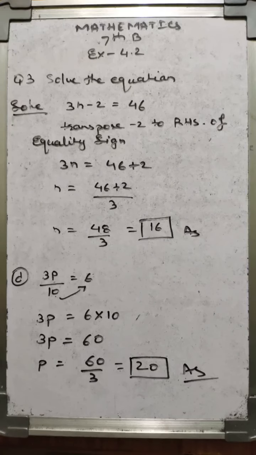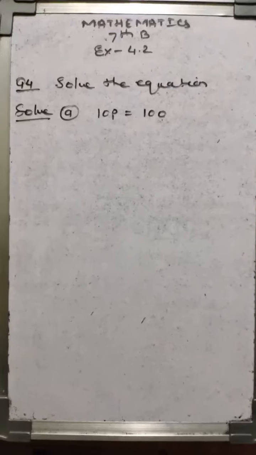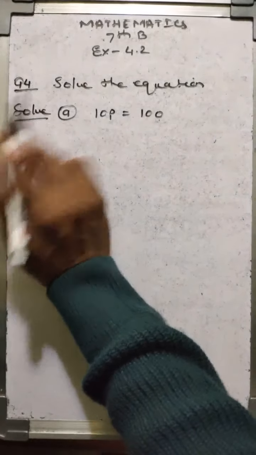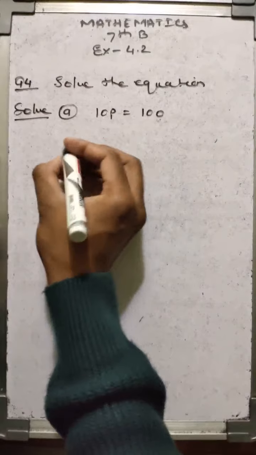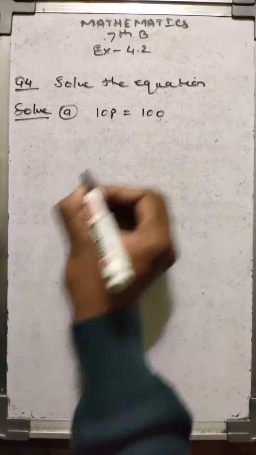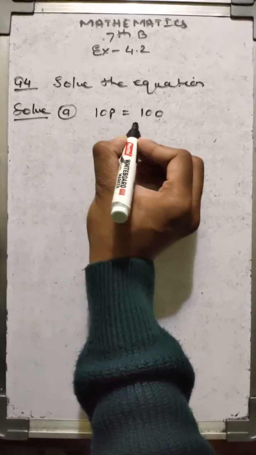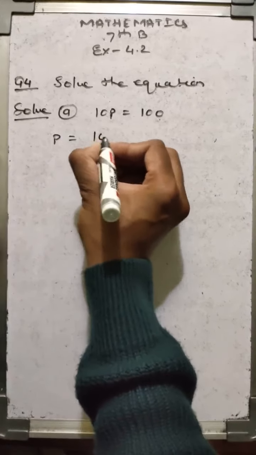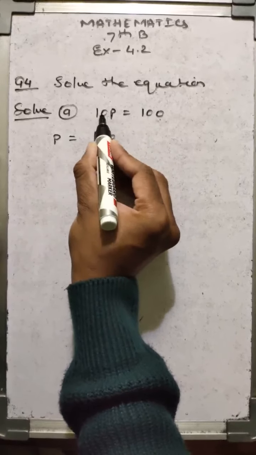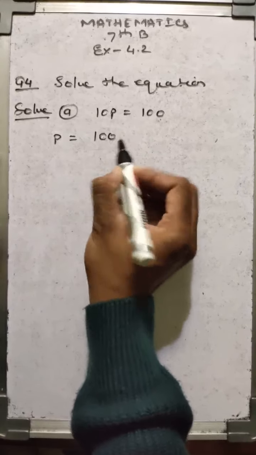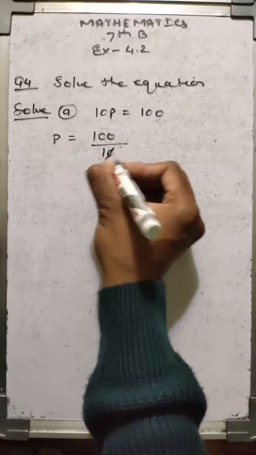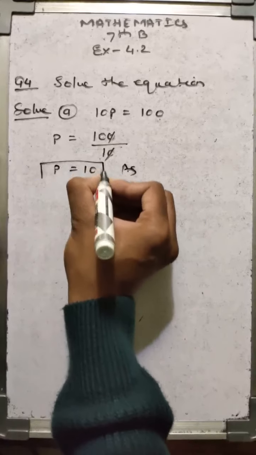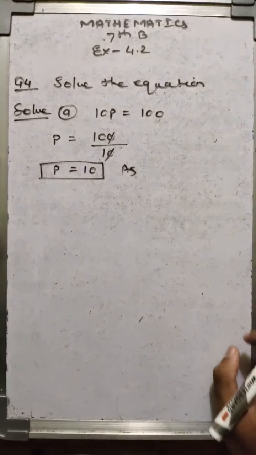Okay, now this is the fourth question, and the story of the fourth question is the same. You have to separate the variable and find the value of that variable. So here is 10p equal to 100, so I separate p and write 100 here. Now see, this 10 is in multiplication with p, so it will become division with 100 here, so p will be equal to 10. This is your answer.